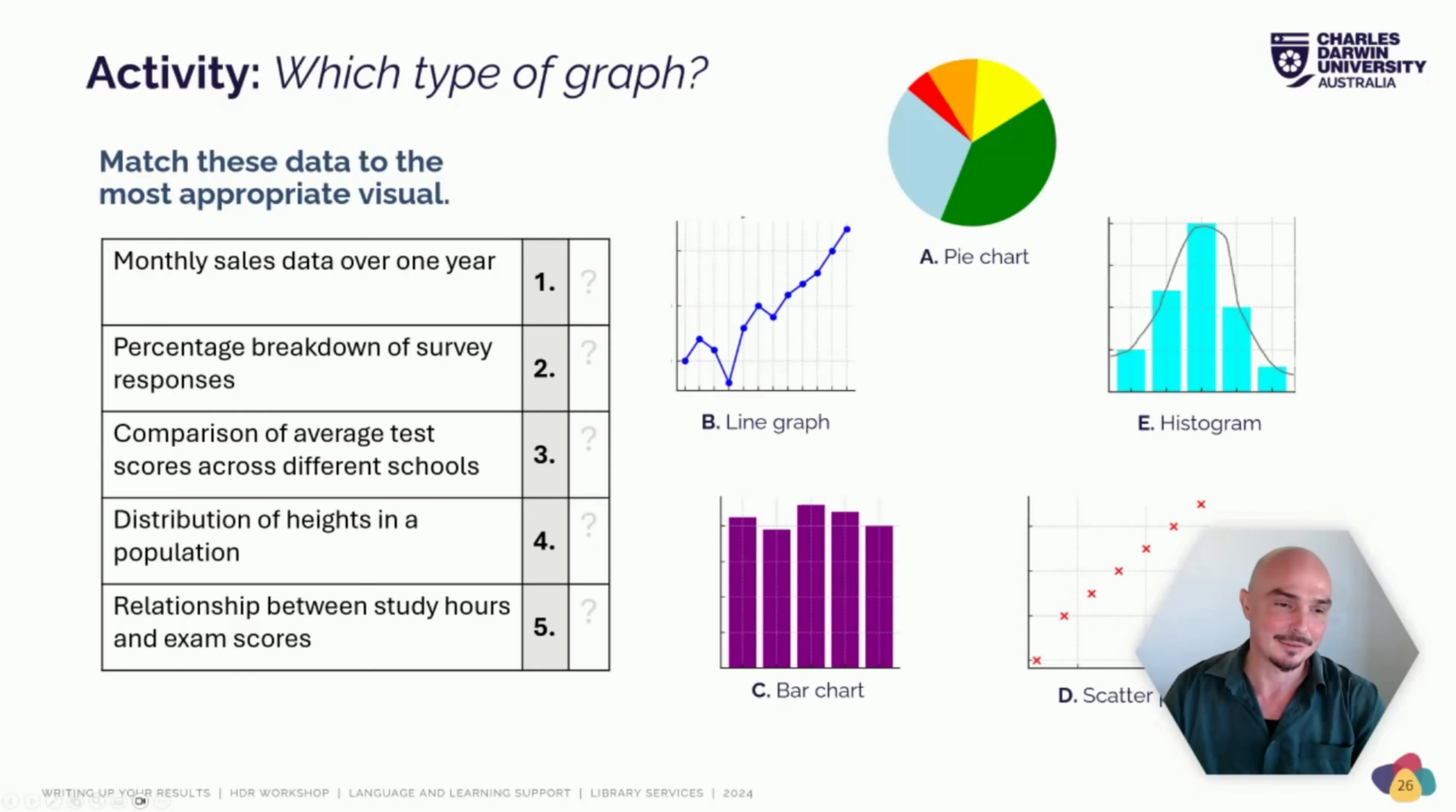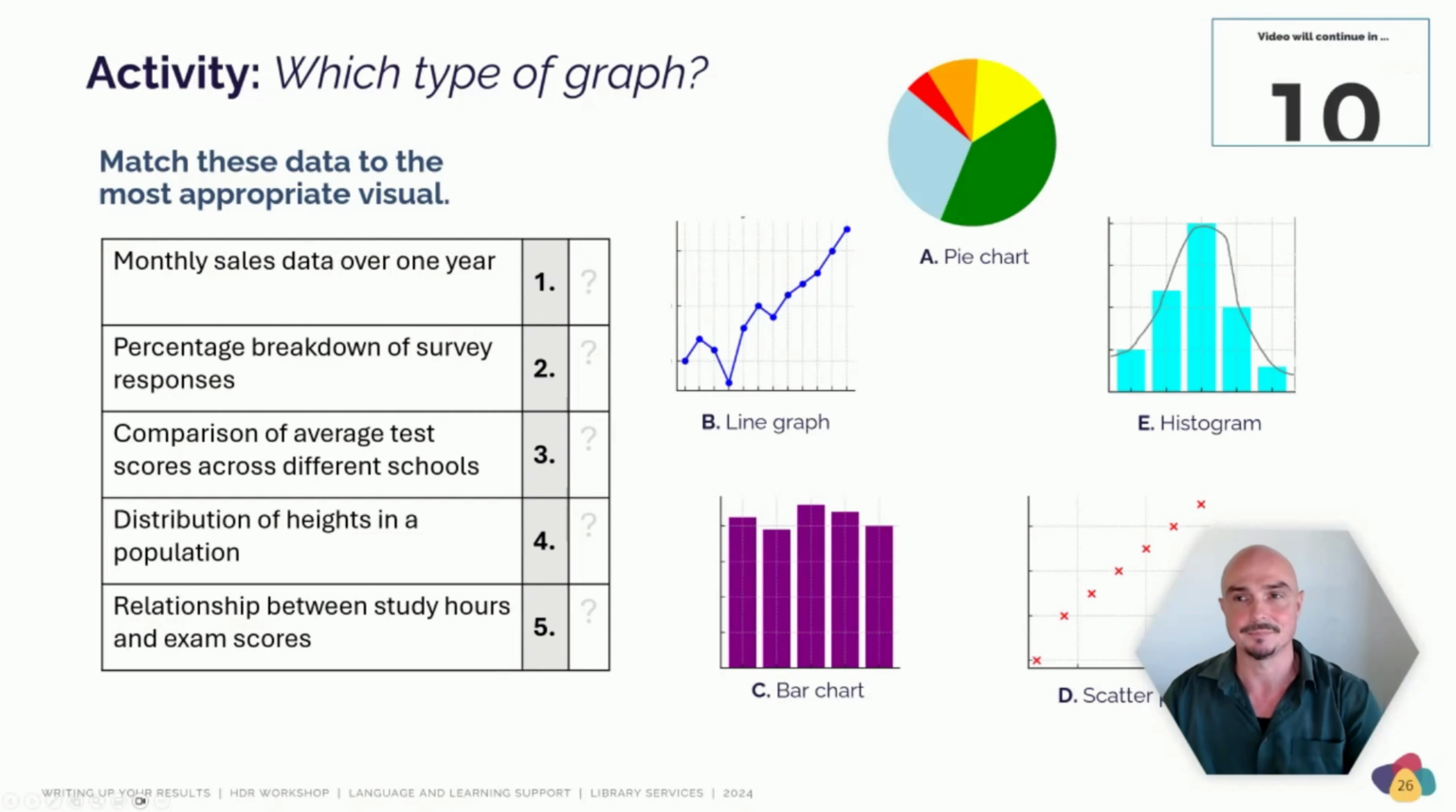So here's 5 data sets. Here's 5 kinds of charts or graphs. Match them up. Which one do you think is most appropriate to represent these data sets? Pause the video, choose A, B, C, or D for each of those, and I'll see you in a second.